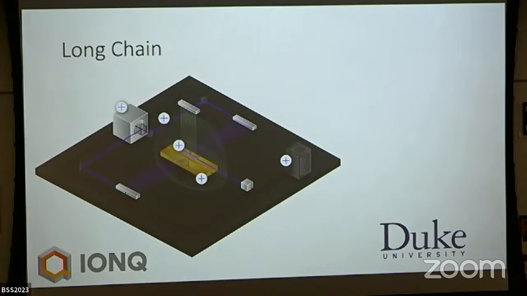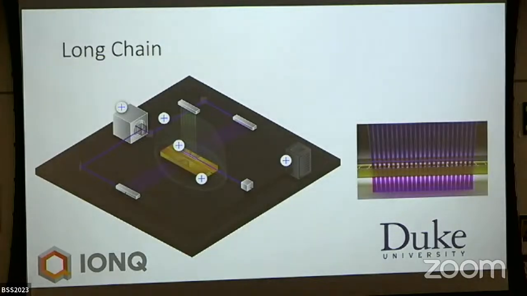So the other architecture is what I'll call the long chain architecture. This is an example from IonQ. They have their chip here, and it's just a linear chip. And instead of trapping many small chains, they trap a single long chain. And they do the gates exactly how we talked about last time. So you can choose any pair within the chain.